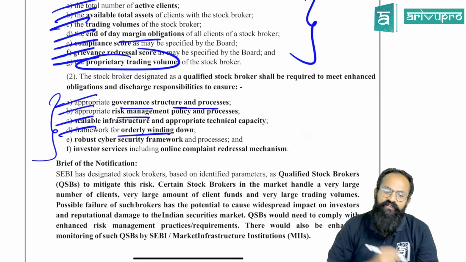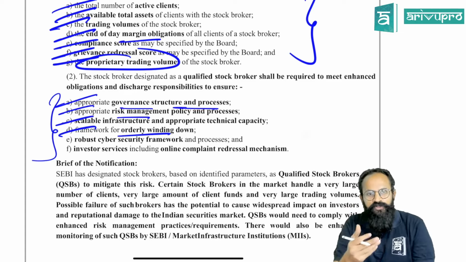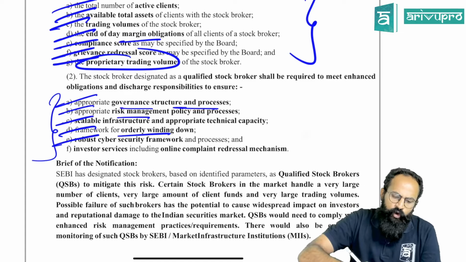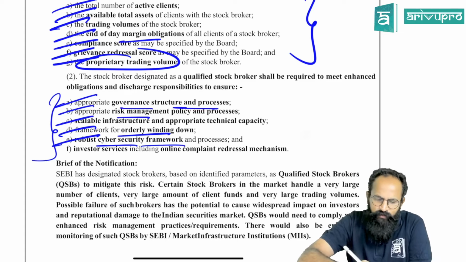Framework for orderly winding down. Winding down means, if I've decided to shut down a process, what is the framework for that? What is the procedure for that? Robust cyber security framework. Cyber security, hacking, all that is avoided.